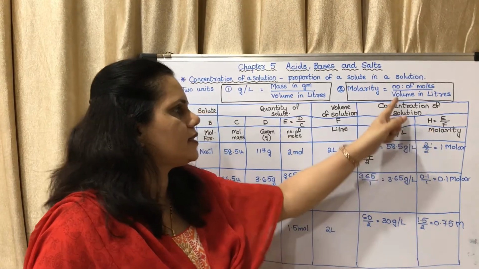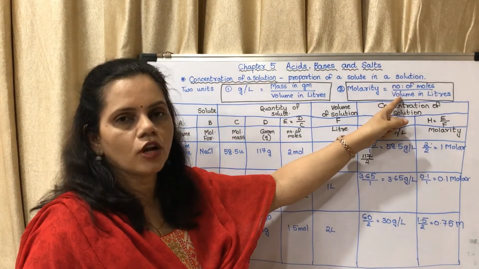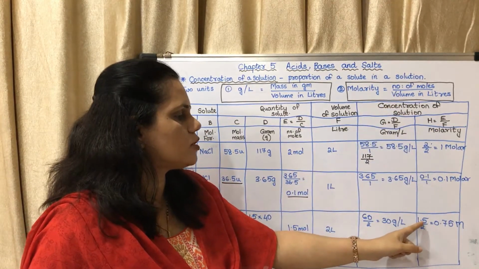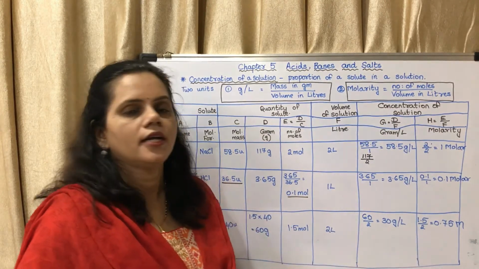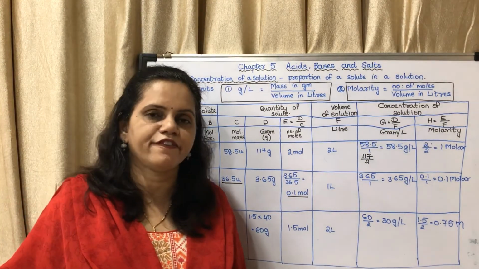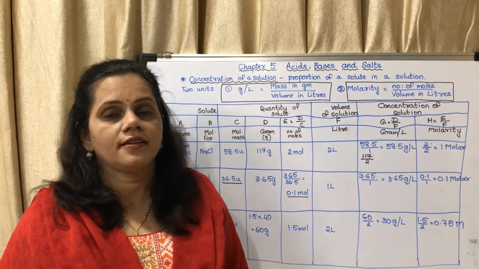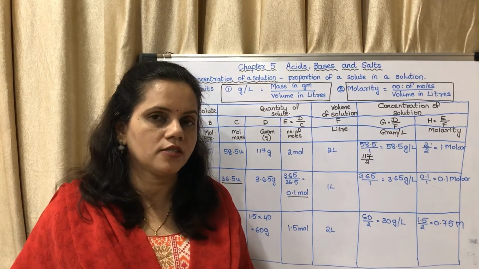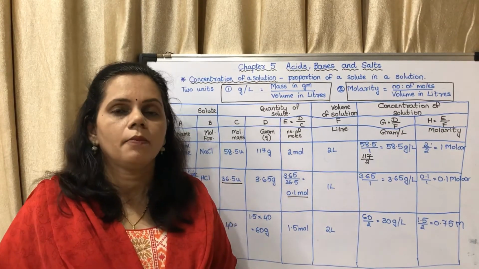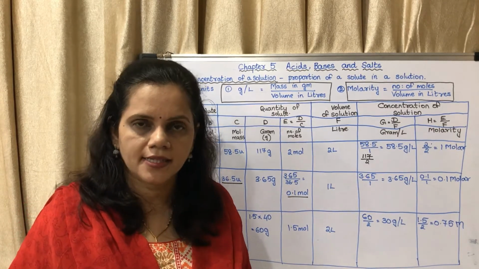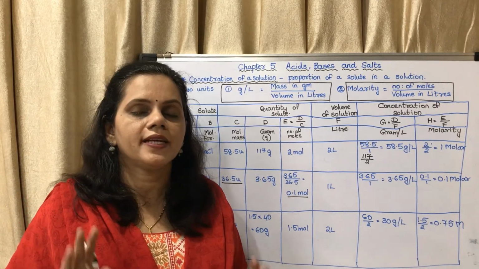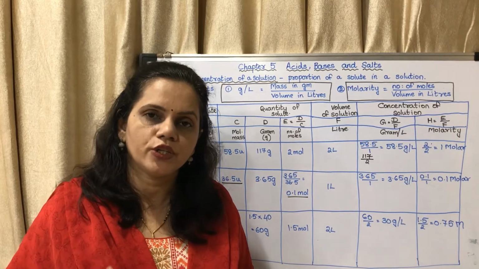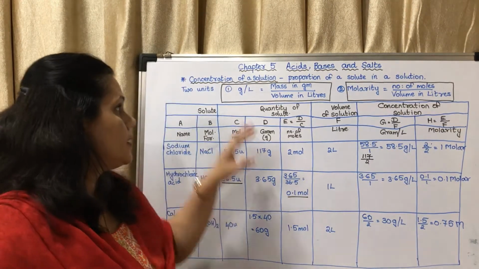And molarity is equal to number of moles upon volume in liters. Number of moles is 1.5 upon 2, that is equal to 0.75 molar. Generally no questions are asked from this table, but the questions which are in the exercise, they are asked. Basically what they want you to learn from this is this much.